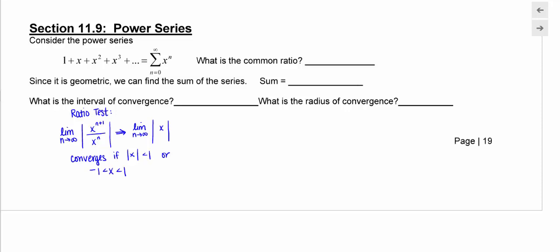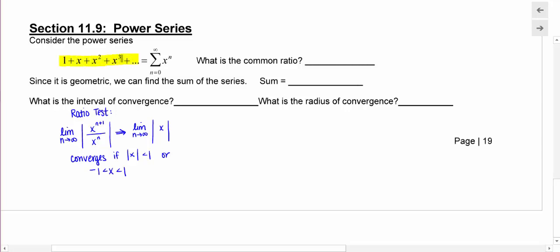Hi, and welcome to a video on more about power series for our Calc 2 class. We should have just completed a section on power series and the interval of convergence and radius of convergence associated with such power series, using the ratio test to determine that. So just a quick recap here.